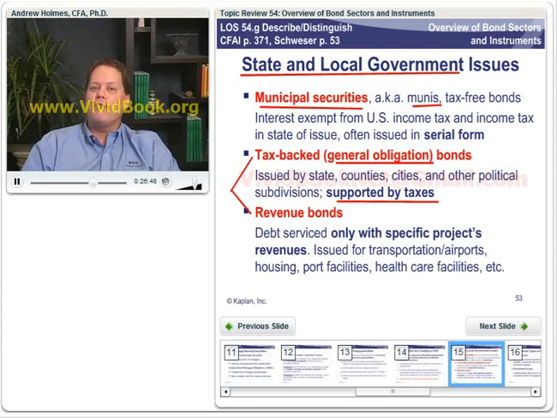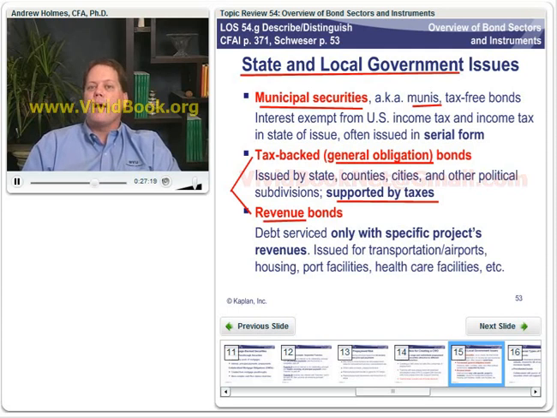Okay, a revenue bond does not depend on the taxing authority, but rather depends on the revenue generated by a specific project, something like a toll road. So if the state wants to build a toll road, they can issue revenue bonds against that, and the revenues collected on the toll road will pay for the bond issue. So this is debt serviced only with the specific project's revenues, and they're not depending on the general taxing authority of the issuing entities.